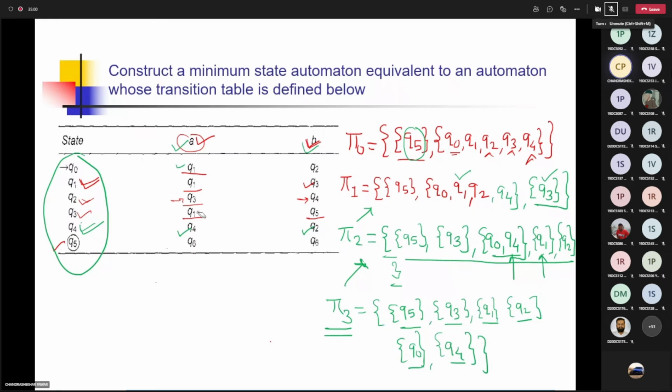because here the number of states is the same, and this pi3 cannot be classified further, or we can say it cannot be split further. So we can write that pi3 is equal to pi4, and then we can stop. Here also the total number of states is 6, and here also the total number of states is 6. Clear?